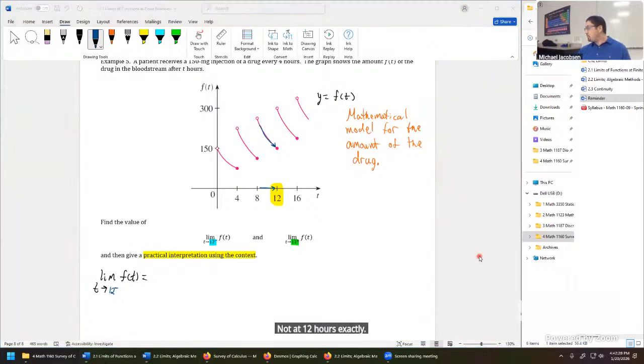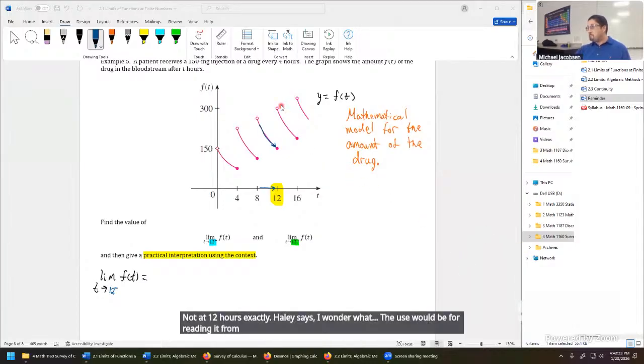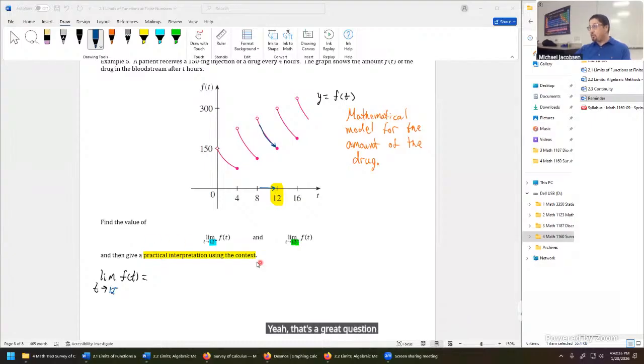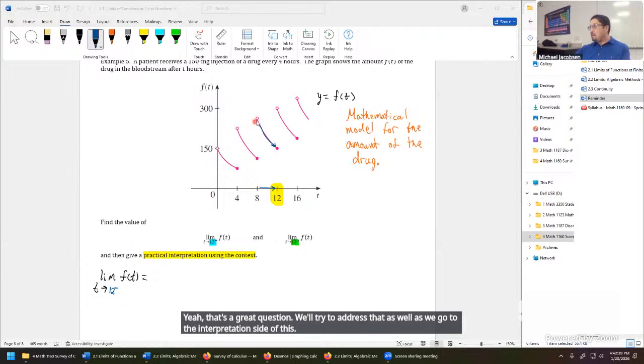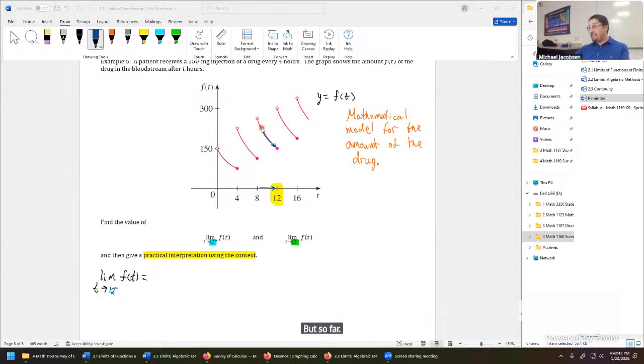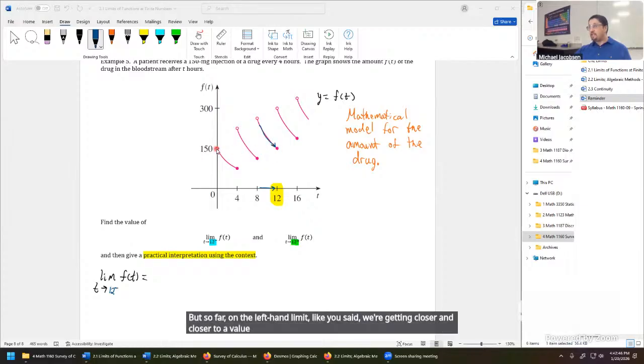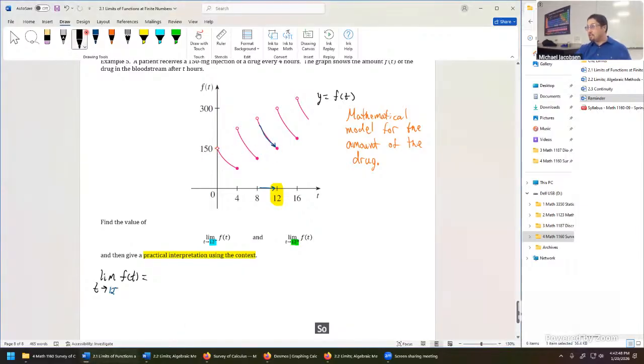Haley says, I wonder what the use would be for reading it from the right. Yeah, that's a great question. We'll try to address that as well as we go to the interpretation side of this. But so far, on the left-hand limit, like you said, we're getting closer and closer to a value of 150. So we'll say that this limit is 150 milligrams. We'll put down interpretation on that one, and the same for this one as well.